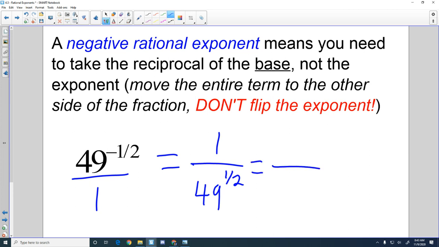And now, just finish this. 49 to the 1/2. I want all of you to figure out what that equals. What's 49 to the 1/2 power? Whatever you get, that goes into the denominator. Yes. Awesome.